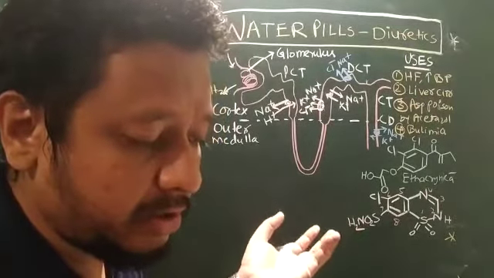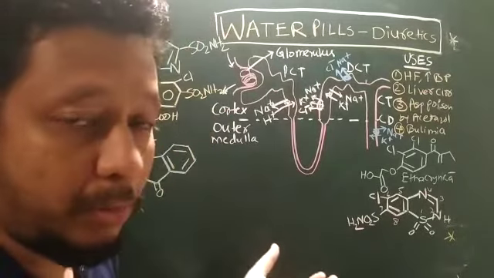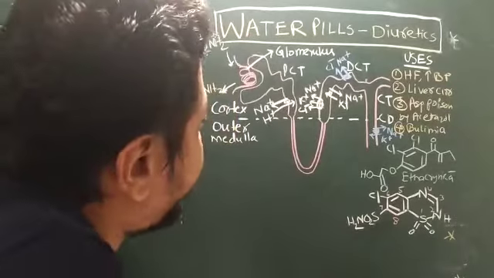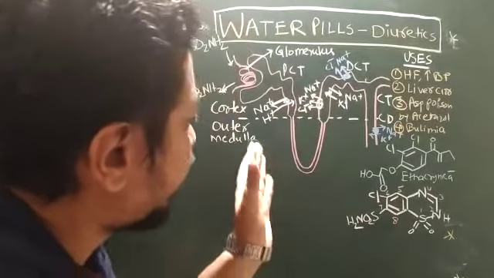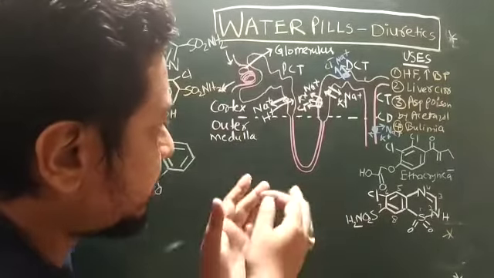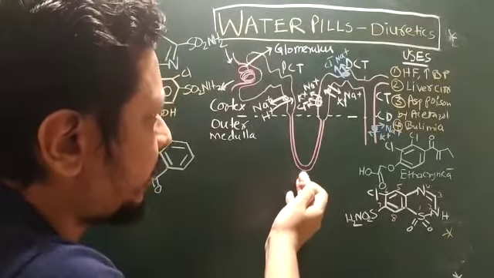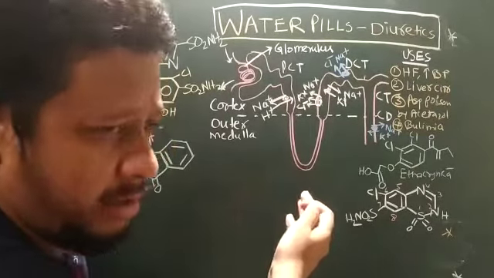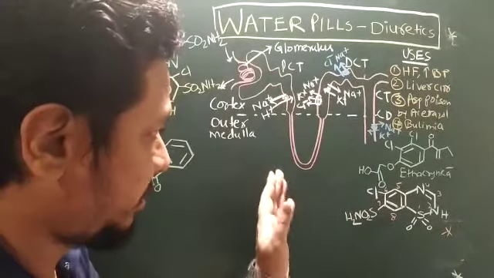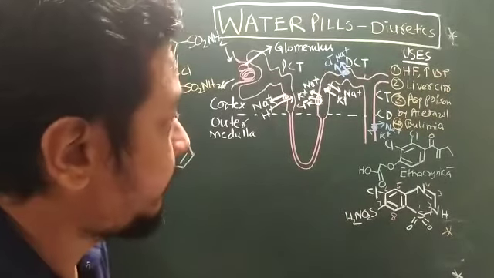So this reduces the blood pressure without altering the GFR, glomerular filtration rate. Now before we go for diuretics, we must know the renal tubule physiology, the understanding of the renal tubule. The renal tubule is a part of the nephron. Nephron is a structural and functional unit of the kidney.